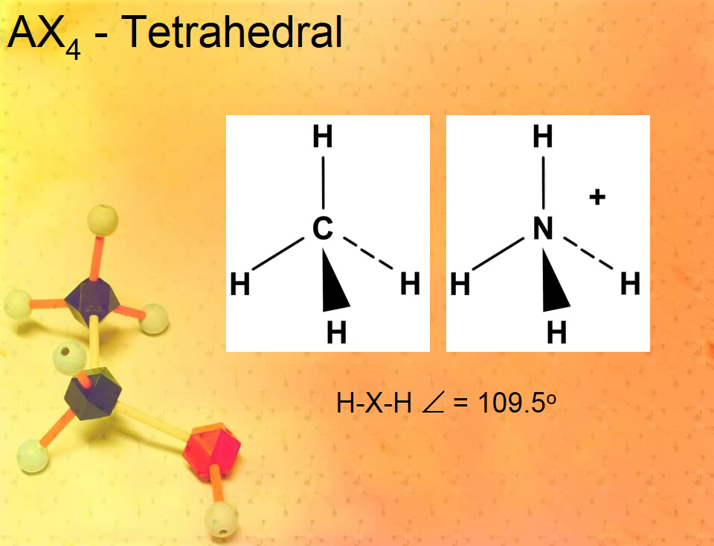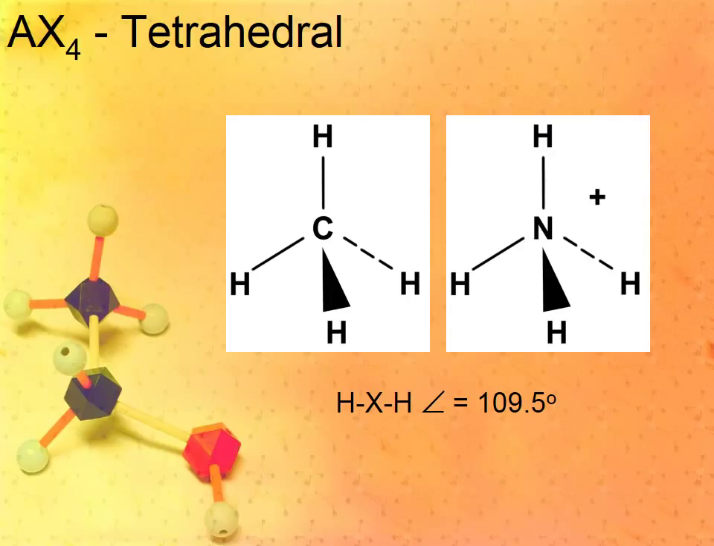So here are 2 examples of the AX4 tetrahedral structure. Methane on the left, CH4, and the ammonium ion on the right. Notice that we're using projection tools, artistic tools, to indicate that this structure is not flat, it's three-dimensional.